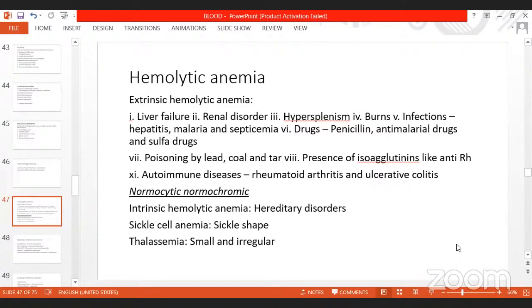But in the intrinsic hemolytic anemic conditions, or during hereditary disorders like sickle cell anemia and thalassemia, the structure of the RBC will change. Like in sickle cell anemia, the cell will be sickle shaped, and in thalassemia, the cells show a small and irregular shape.